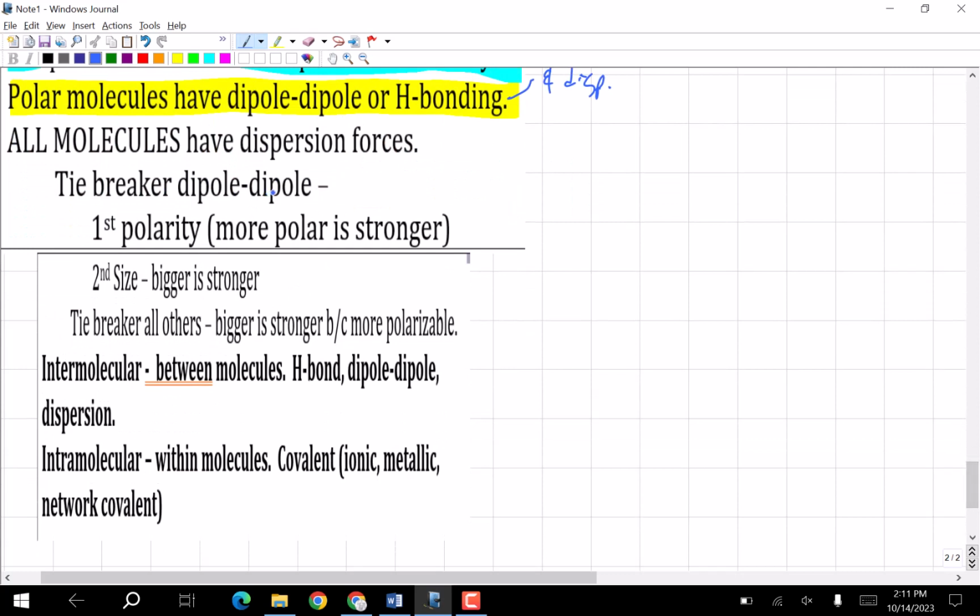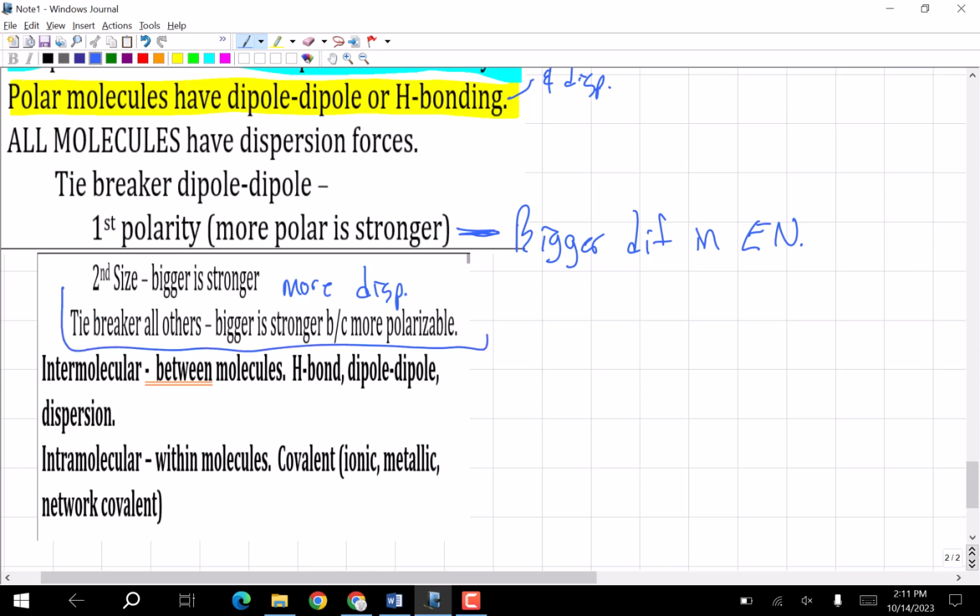The tiebreaker for dipole-dipole: polarity. More polar is stronger. That means a bigger difference in electronegativity. The second tiebreaker is size. Bigger is stronger because it would have more dispersion forces. Tiebreakers for all others: if it's bigger, it's stronger because it's more polarizable because it has more electrons. Again, intermolecular forces are between molecules. They are hydrogen bonding, dipole-dipole, and dispersion. Intramolecular forces are within molecules, and for us, it's only covalent for this unit.